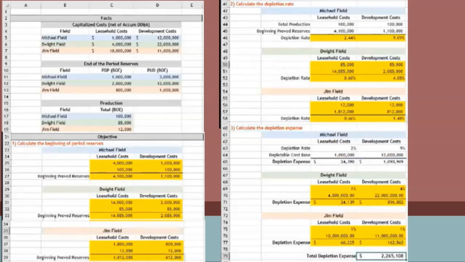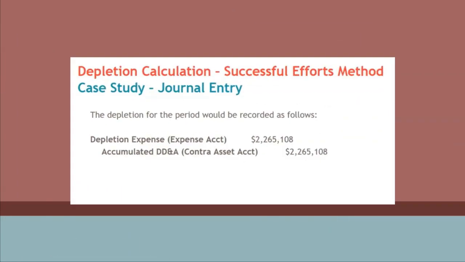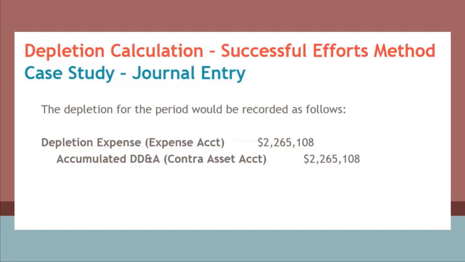Yep, and that's a good point. And now that we've gotten to our actual total depletion expense company-wide, we just add the depletion expense for these three fields, which ends up getting us that $2.2 million with change. So let's go back to the presentation, and we'll stop sharing for a second.